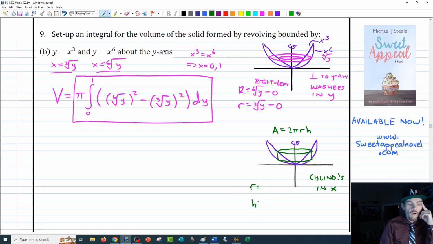We need to calculate what R is going to be, and we need to calculate what H is going to be. Now, H is really easy to see in this case. H is just going to be our top minus bottom. That's going to be, in this case, x to the third minus x to the sixth.